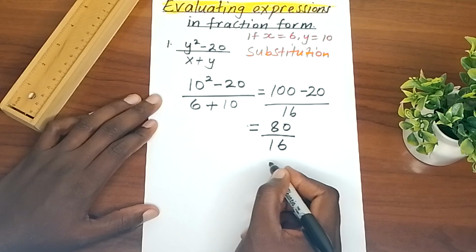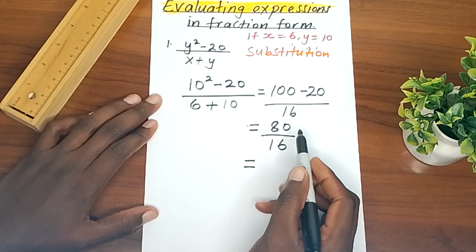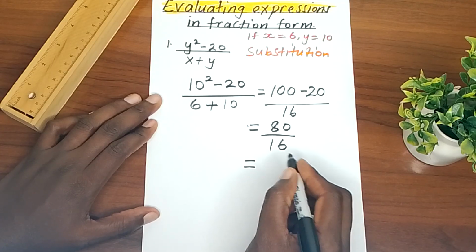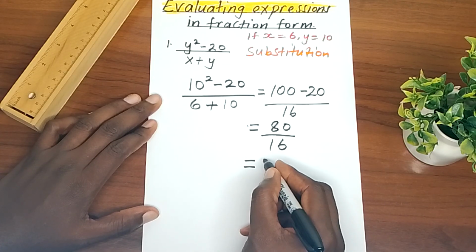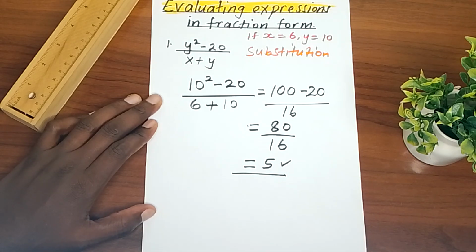When we divide 80 by 16, our final answer is going to be 5, because 16 times 5, we get 80. Now, this is going to be our correct answer.